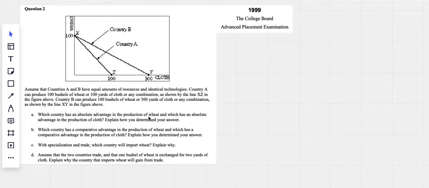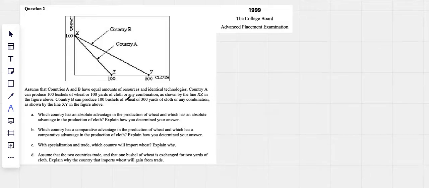1999, this is a micro comparative advantage question. I think sometime after this, which is obviously a very long time ago, they decided not to do terms of trade for micro, and you'll never see another one. They're all macro questions, but we're going to do this one anyway, just so we have it.